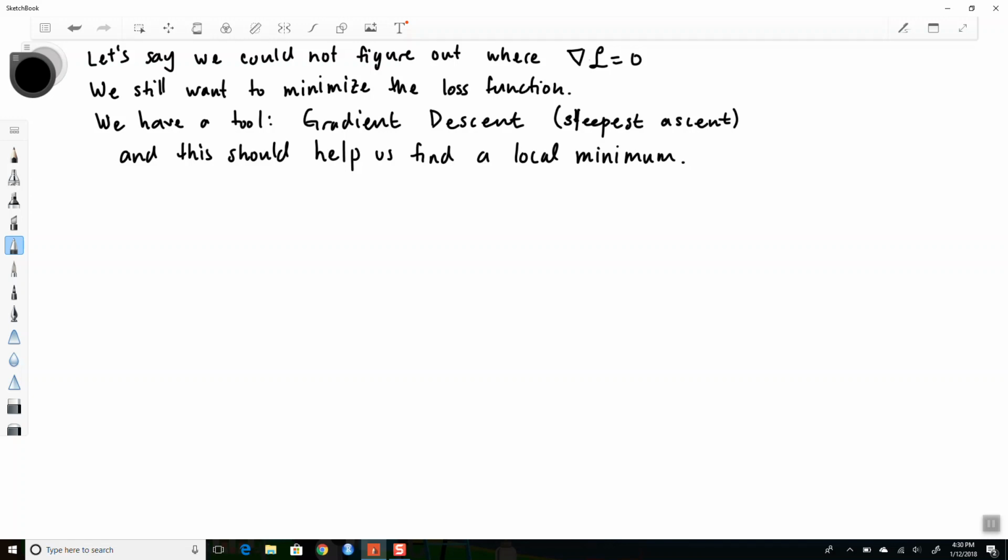And so this is what we do. Let me give you a one-dimensional case. So this is the idea for one dimension. You have a function of one variable.